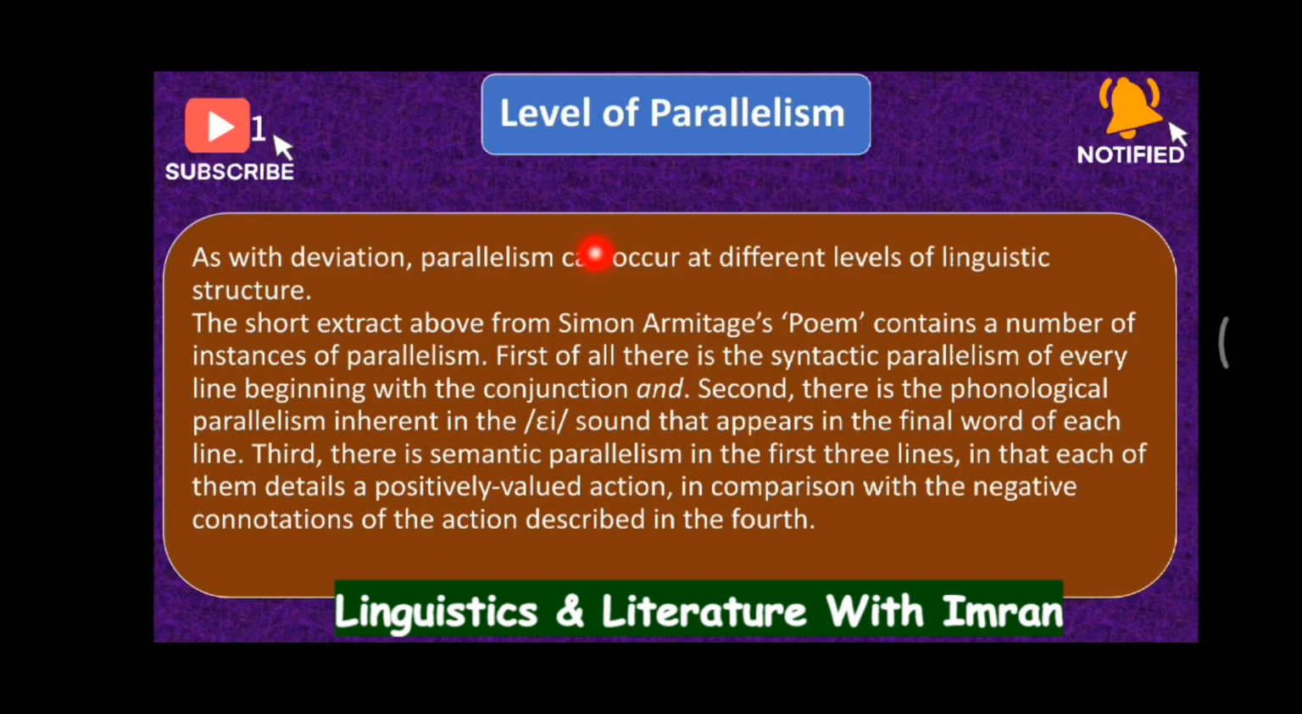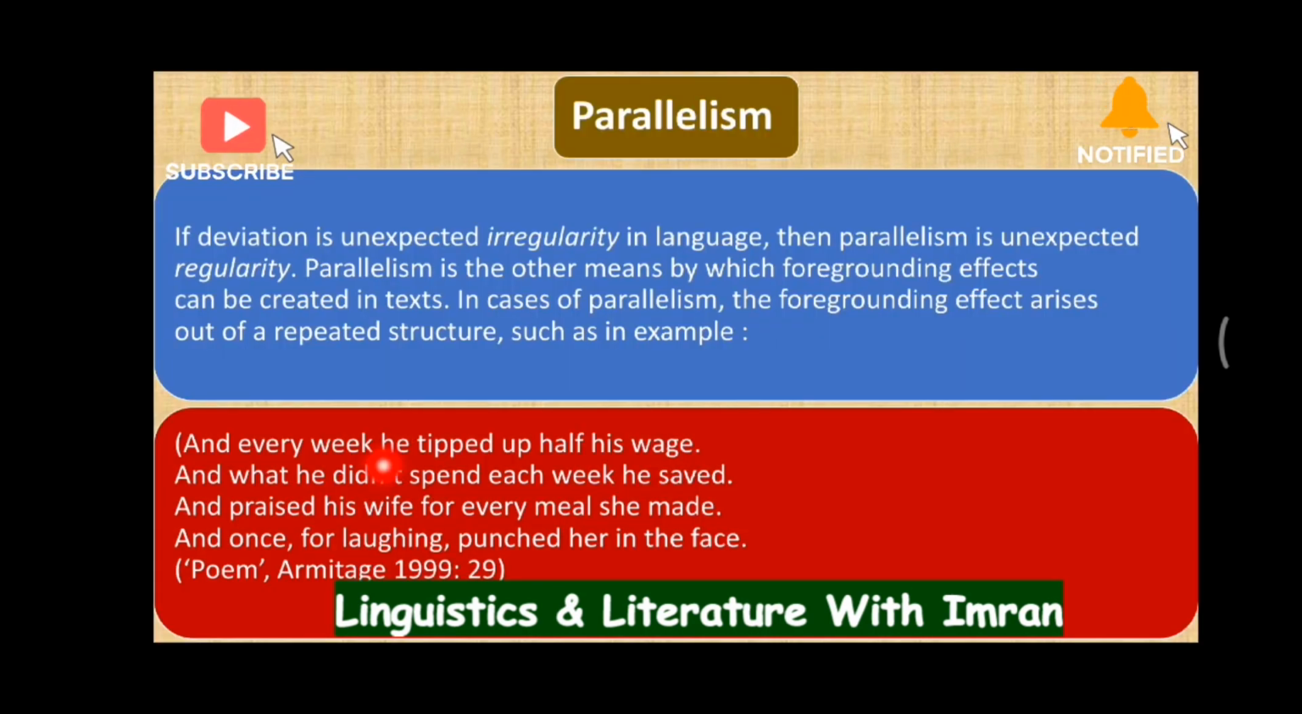Levels of parallelism. As with deviation, parallelism can occur at different levels of linguistic structure. The short extract above from Simon Armitage's poem contains a number of instances of parallelism. First of all, there is syntactic parallelism of every line beginning with the conjunction "and". You can see here that every line begins with the conjunction "and". So this is known as syntactic parallelism, because every sentence begins with the conjunction "and".